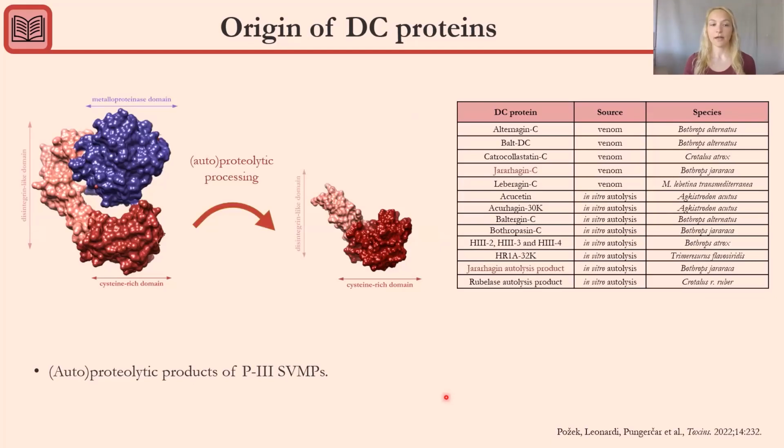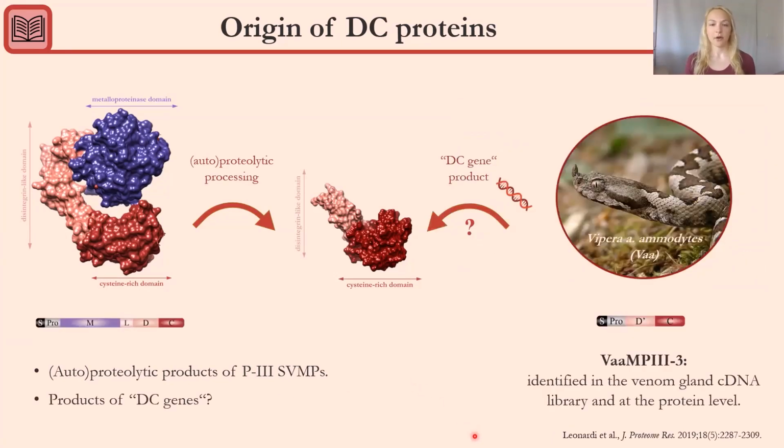DC proteins have long been regarded just as products of post-translational processing of P3 SVMPs, as it was shown in vitro that proteolysis or autolysis of these SVMPs produce DC fragments. However, this is unlikely to happen in the acidic environment of the venom gland, and moreover, the DC fragments produced by autolysis of, for example, jararagin, are different in their structure from jararagin C, which is a DC protein which was isolated from the venom. So the origin of some DC proteins could not be explained by autolysis.